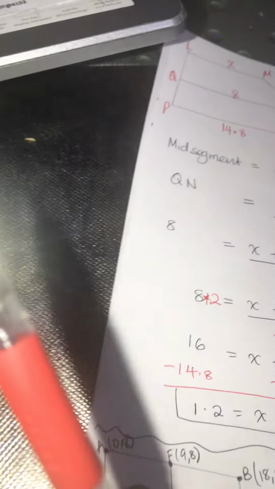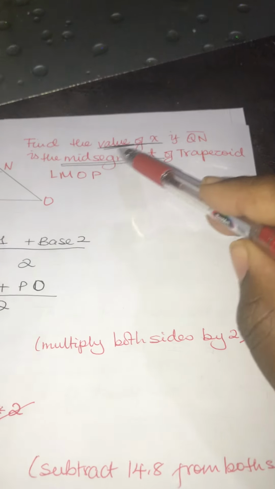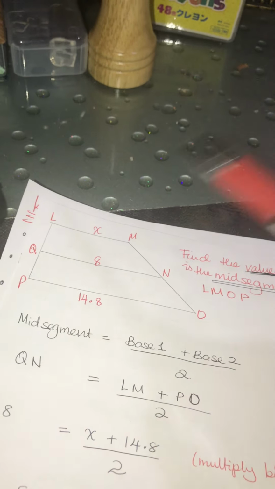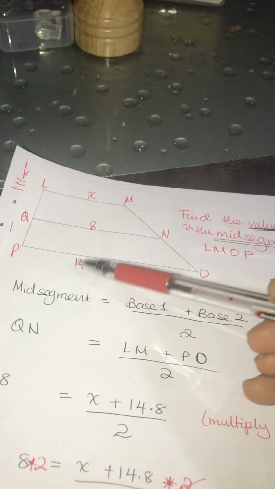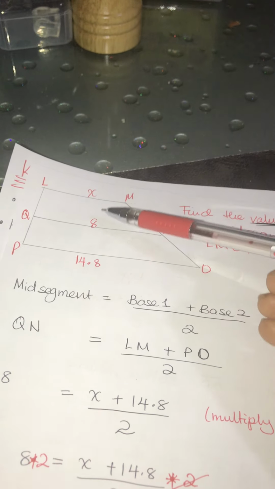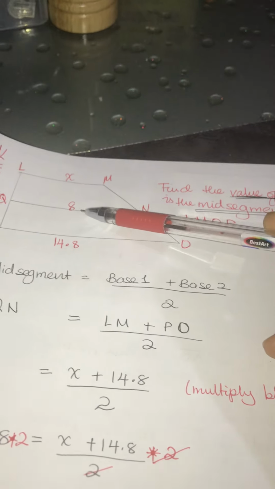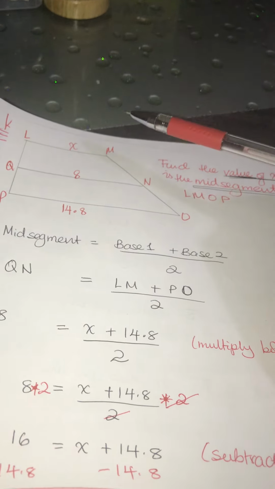Now, let us see how this looks in a question. Find the value of x if QN is the mid-segment of trapezoid LMOP. So, they gave you the trapezoid, it is labeled. You have your first base is x, your mid-segment is 8, and your second base is 14 and 8/10.